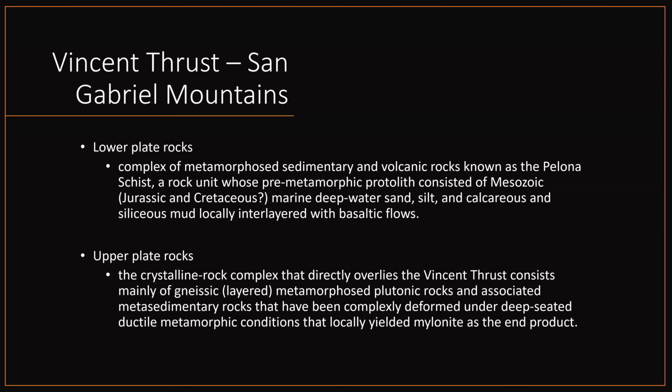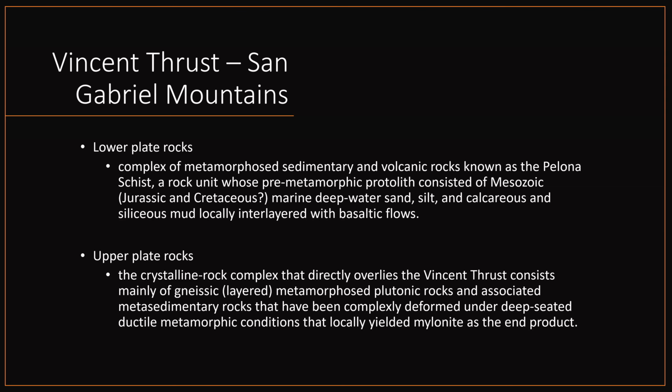So the Vincent thrust in the San Gabriel Mountains is capable of producing a lot of really, really deformed rocks. So we see lower plate rocks that are complex metamorphosed sedimentary and volcanic rocks. We call these the Pelona schist, which is a rock unit whose pre-metamorphic protolith consisted of Mesozoic, perhaps Jurassic and Cretaceous, marine deepwater sand, silt, calcareous, and siliceous mud located locally interlaid with basaltic flows.